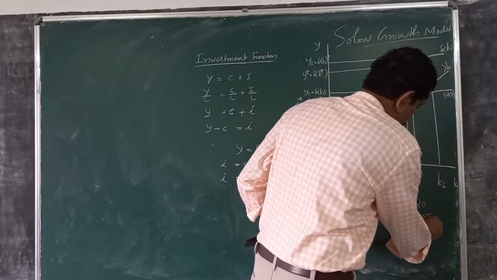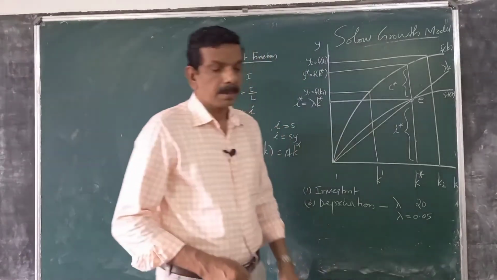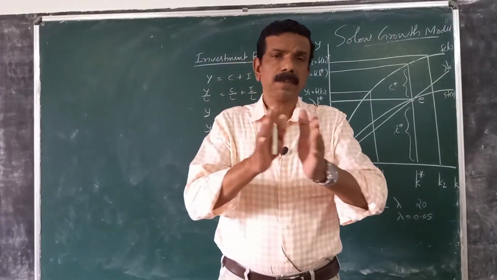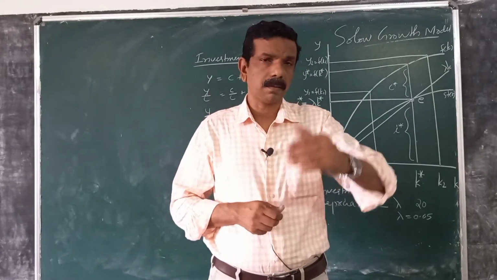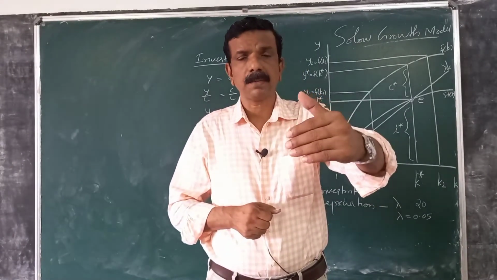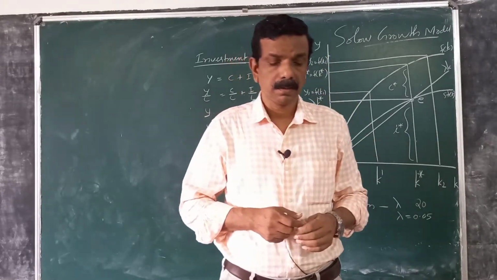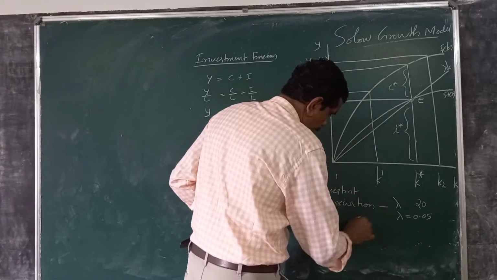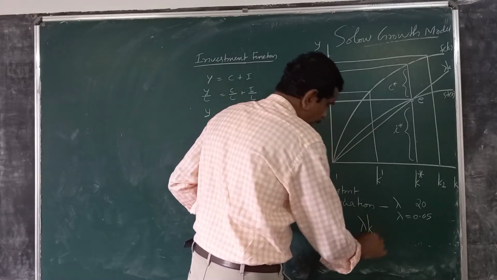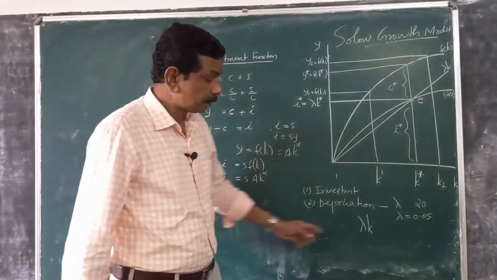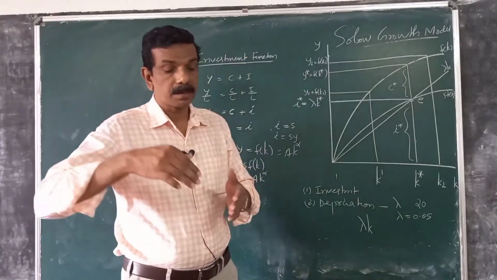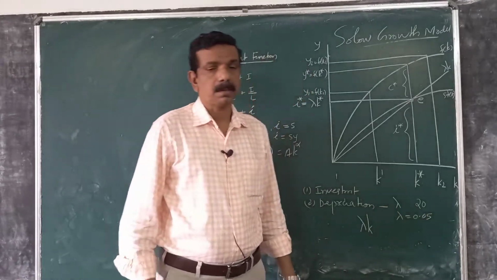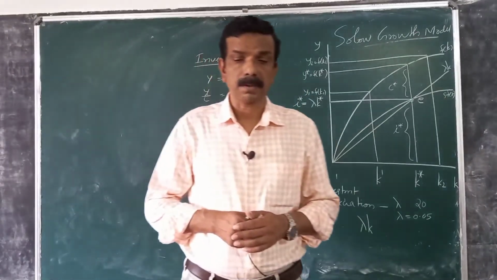Like that, a fixed percentage will be depreciated every year. And since we assume that a constant proportion of capital will be depreciated every year, we assume that depreciation per year is lambda k. Depreciation per worker is lambda k. Lambda is assumed to be a constant, 0.05, 0.2, etc.